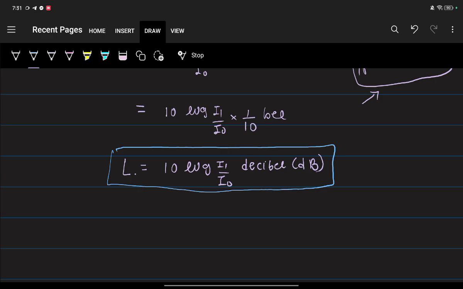So let's take this interesting case: if I1 is equal to I0, what will happen? The sound level will be L is equal to 10 log 1, because I1 and I0 are equal. Now from the log properties, log 1 is 0, so the loudness will be 0, basically 0 decibel, right?